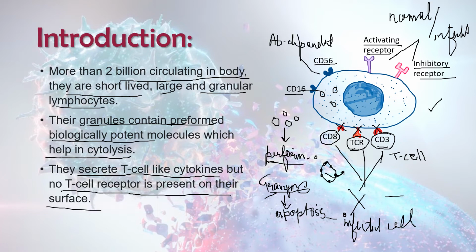present on their surface. So how is this NK cell differentiated from the T cell? The T cell possesses the CD8 T cell receptor and CD3, whereas the NK cell possesses CD16 and CD56 molecules, and the receptors that the NK cell contains are activating receptors and inhibitory receptors, which play a significant role in distinguishing between a normal and an infected cell.